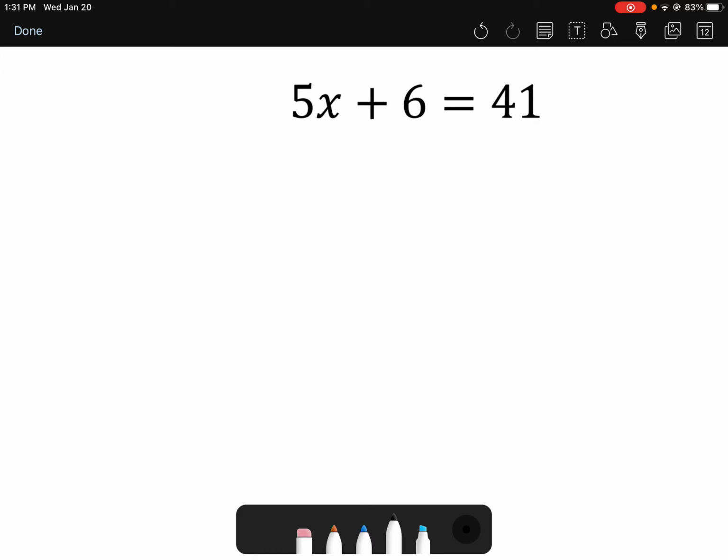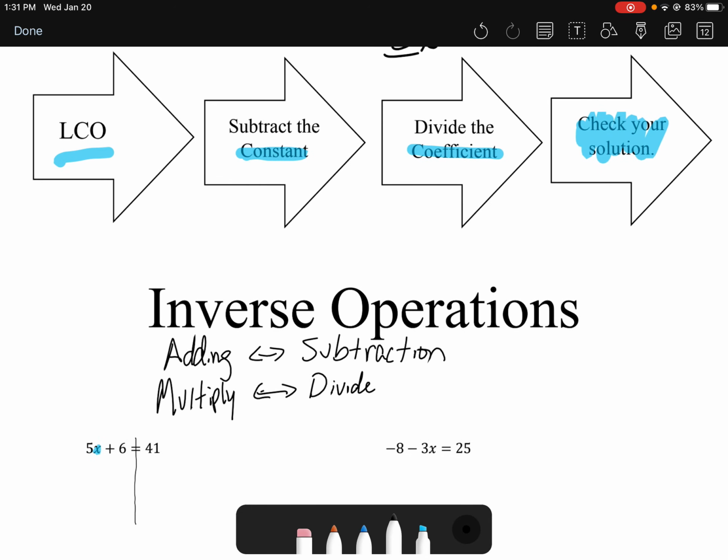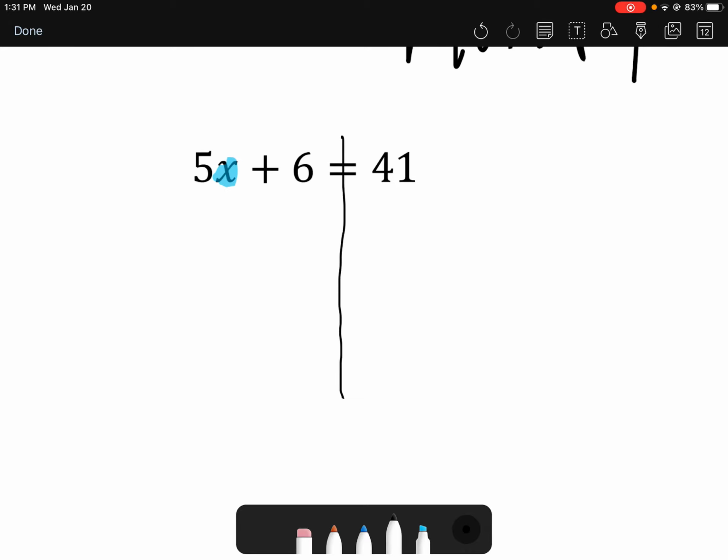So I have this equation, 5x plus 6 is equal to 41. Again, my goal is to get x by itself. So I can go ahead and just start doing these 4 steps that I have up here. Step number 1 says to use LCO. However, I'm not subtracting anything here, so I'm allowed to skip that step. Step 2 says to subtract the constant. My constant in this case is the 6. I am adding 6 to the 5x, so to get rid of it, I must subtract 6 from both sides.